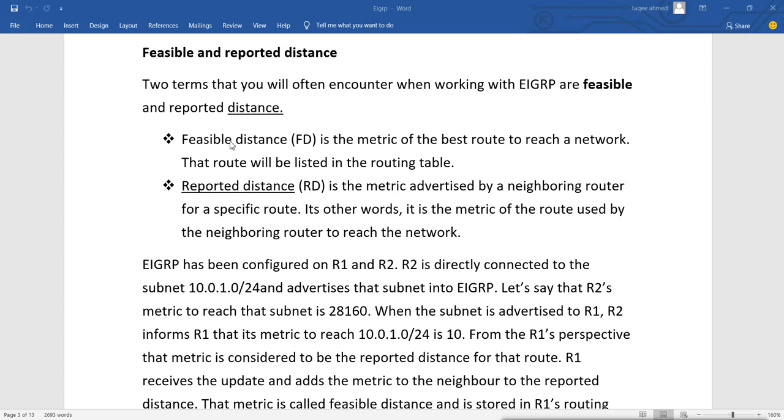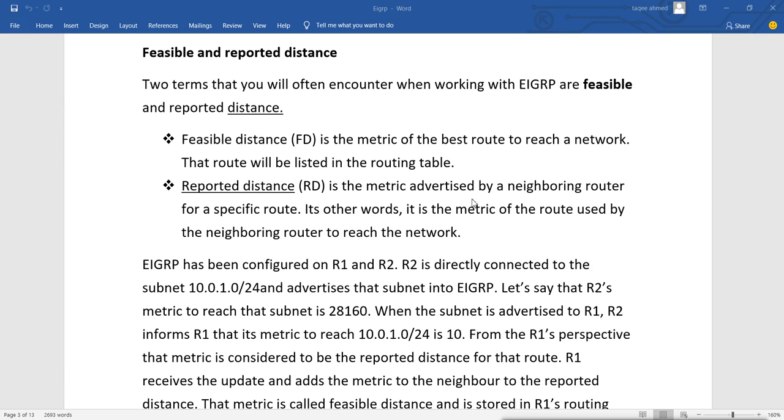So what is the feasible distance? It is the metric of the best route to reach the network. The route will be listed in the routing table. It is your feasible distance. Then the reported distance is the metric advertised by a neighbor router for a specific route; in other words, it is the metric of the route used by the neighboring router to reach the network. That means the feasible distance is the best path which we have in the routing table, and the reported distance is the distance reported by your neighbor, saying I can reach the network at this distance.